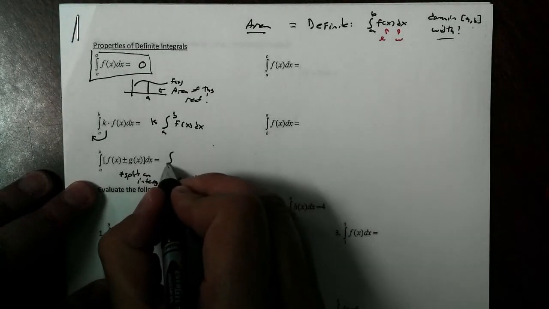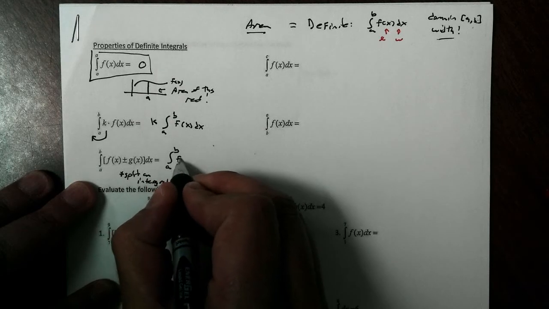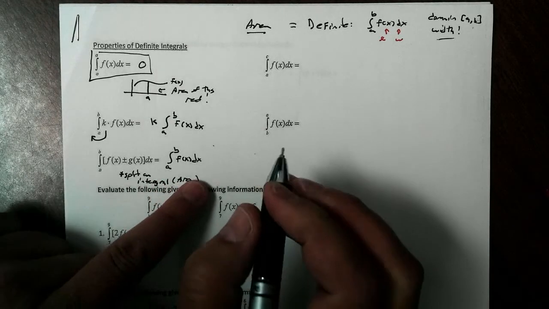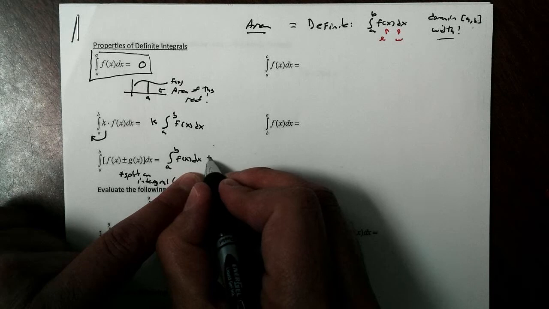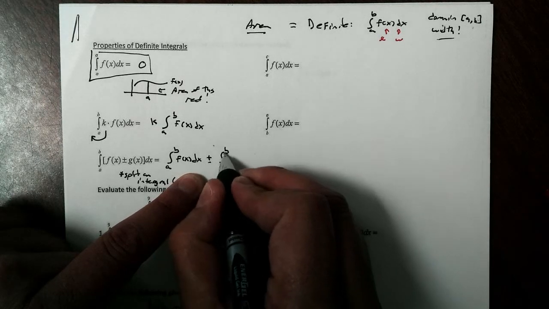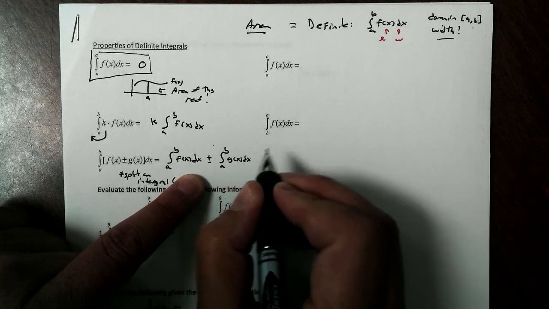So I could rewrite this as the integral from a to b of f of x dx. Don't forget your dx's on these. Plus or minus the integral from a to b of g of x dx. Very simple to do.